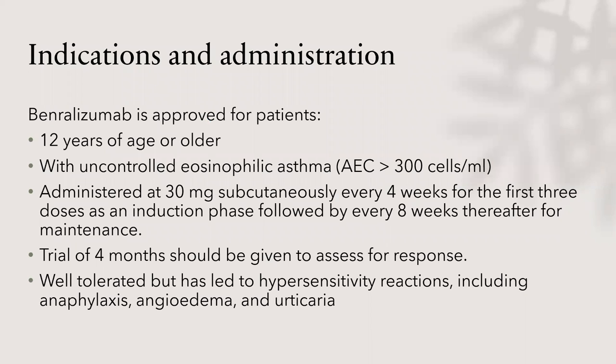And who is this approved for? Age 12 and over, and you have to have an eosinophil count more than 300. Because they saw that the benefit in the eight-week arm versus the four-week arm was about similar, you administer benralizumab every 4 weeks for the first 3 doses, and then it's every 8 weeks. So if you have a patient who is difficult to come by in the clinic, coming every 2 or 3 months, and you want to use something that you can administer at long intervals, this is the one you want to go for. Apart from that, it's usually well tolerated, just like the others. It can have a risk of anaphylaxis, urticaria, and angina.